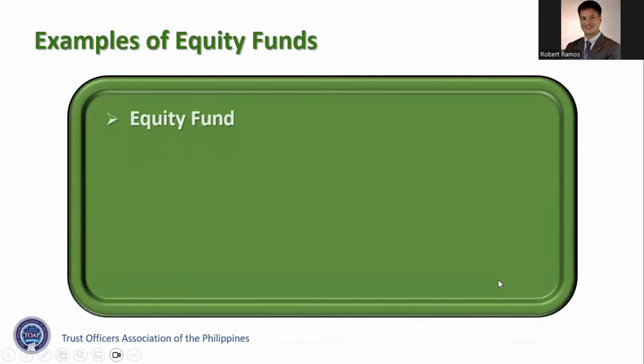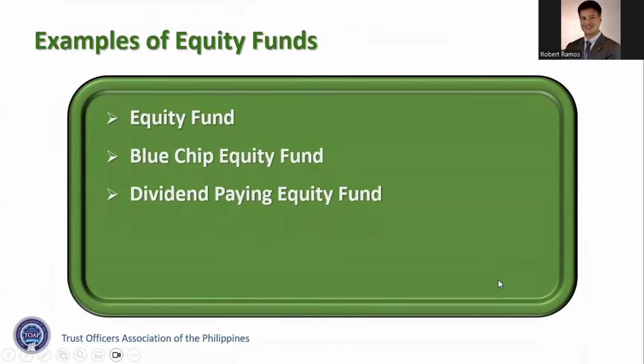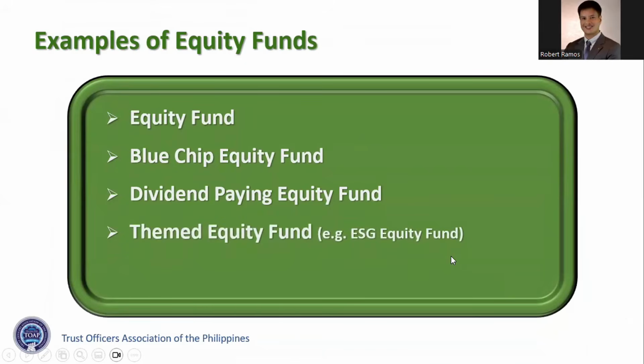So what are examples of equity funds? So you have an equity fund, a blue chip equity fund, a dividend paying equity fund, and a themed equity fund, such as an ESG equity fund. Favorite example, there's a lot of these in the market right now. You have several index tracker funds. These are examples of equity funds.